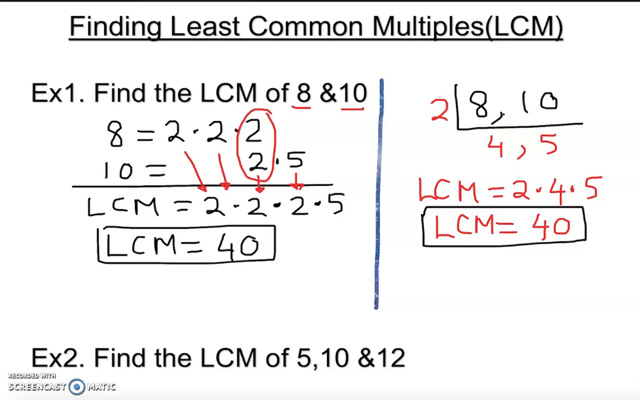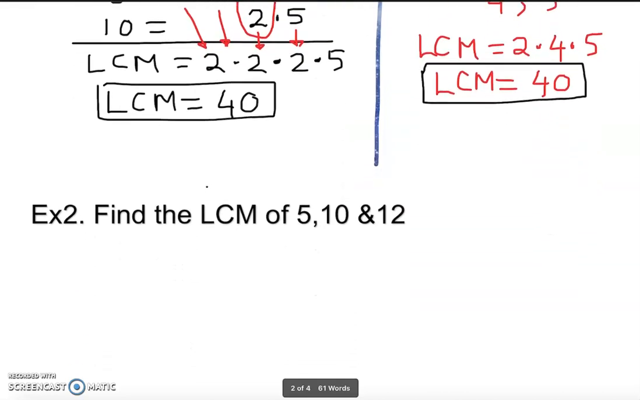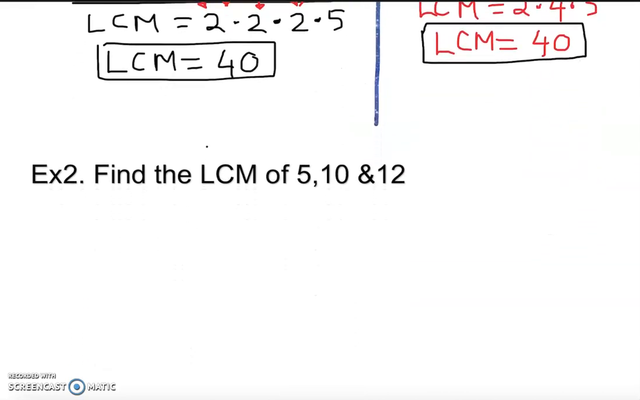Okay, now let's go with three numbers. How do you do this? Same technique. I'm going to have 5 here, which is equal to 5. I can multiply by 1, but I'm going to leave it like that. 10 is a composite number. I break it down as 2 times 5, and notice that I put the 5 under the 5 and the 2 a little bit away. Then I'm going to break down 12.